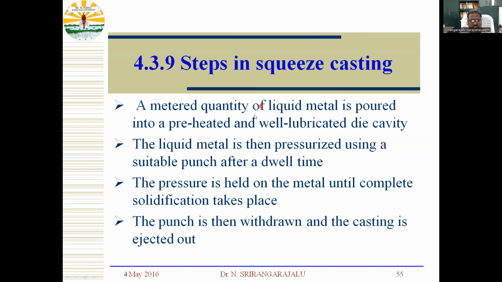Steps in squeeze casting: the metered quantity of liquid metal is poured into the preheated and well lubricated die cavity. The liquid metal is then pressurized using a suitable punch after a dwell time. Instead of a punch, we can also use a hydraulic press.